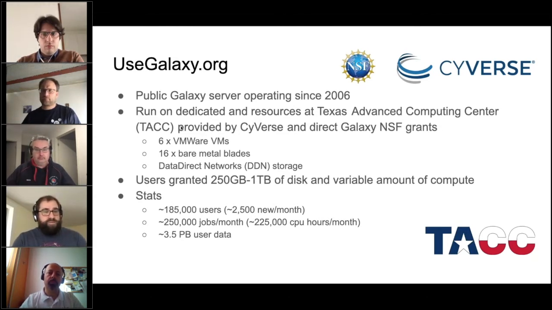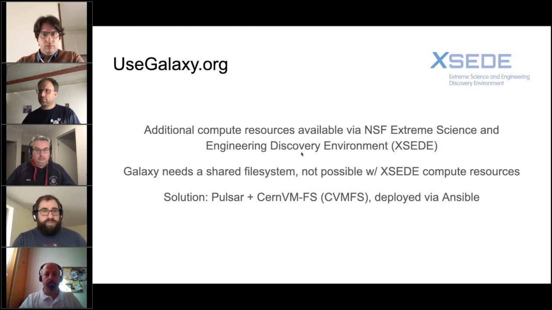So some statistics, we have about 185,000 users with about 2,500 new signing up per month. We run about 250,000 jobs per month, or about 225,000 CPU hours a month. And we're currently storing about 3.5 petabytes of user data. So if you give me the next slide, please.